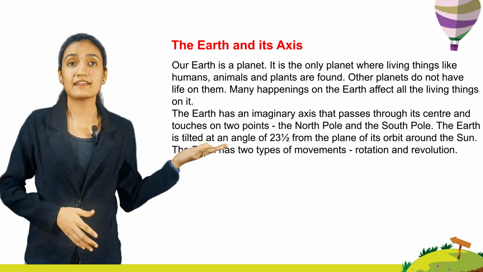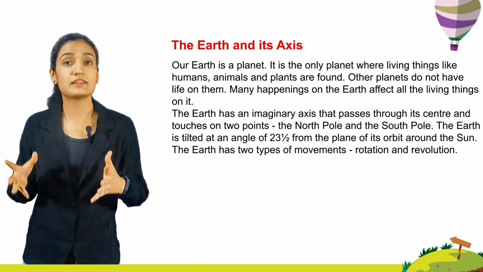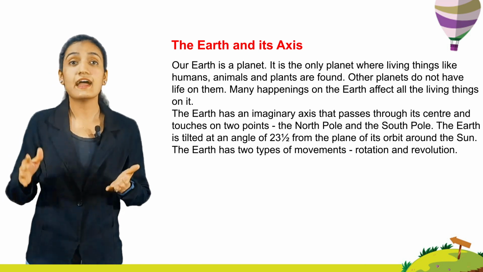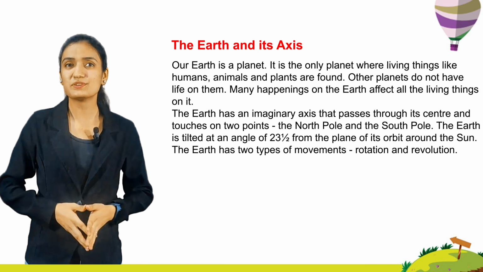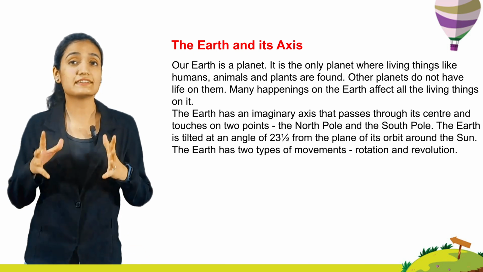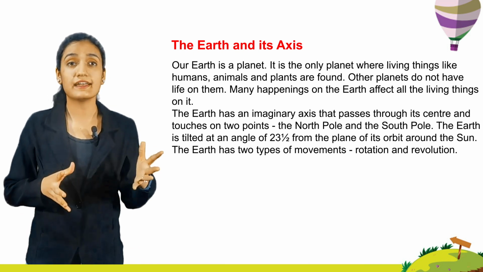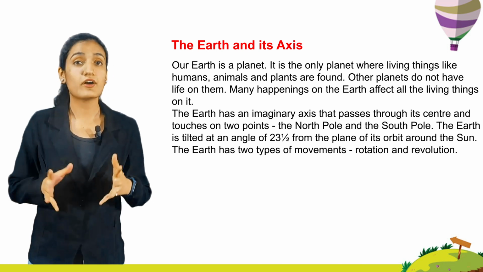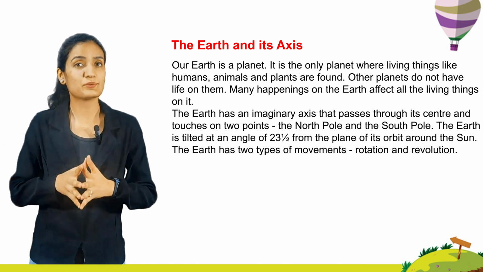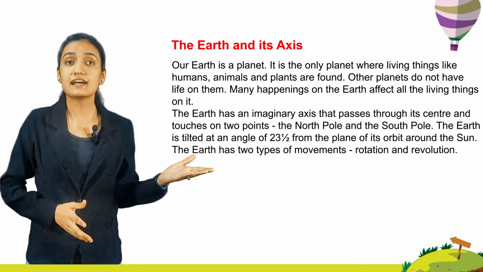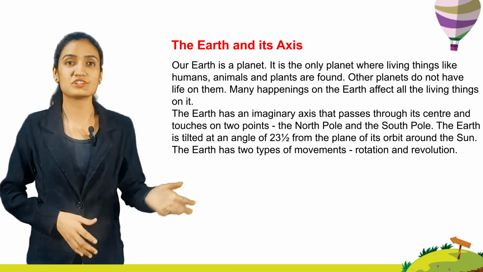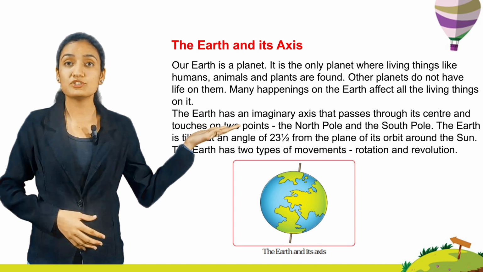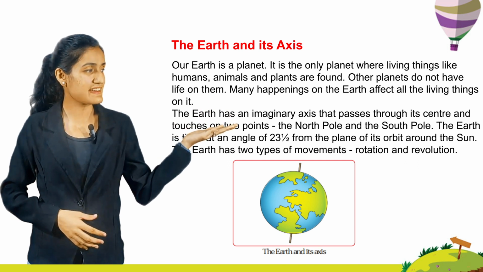The earth has an imaginary axis that passes through its center and touches two points, the North Pole and the South Pole. The earth is tilted at an angle of 23 and a half degrees from the plane of its orbit around the sun. The earth has two types of movements, rotation and revolution. Here you can see the picture of the earth and its axis.